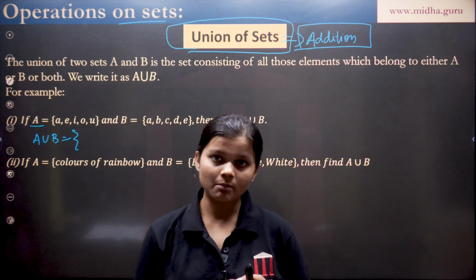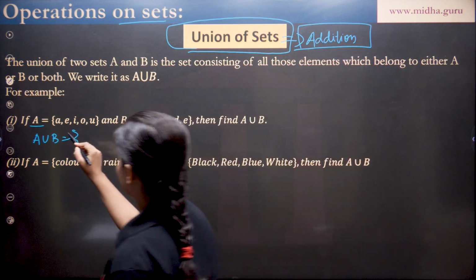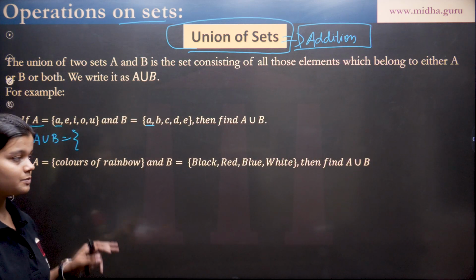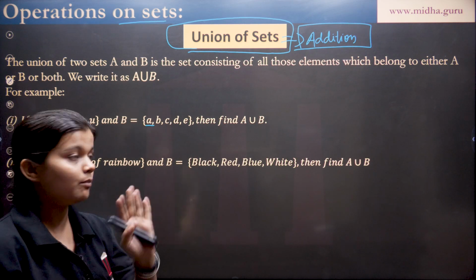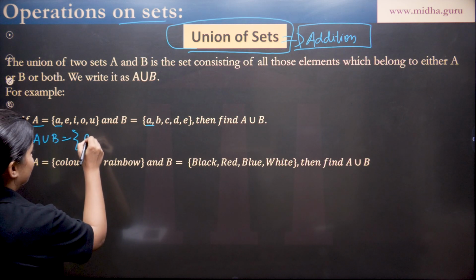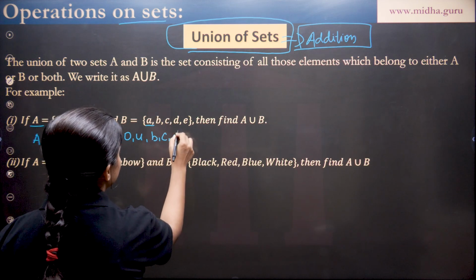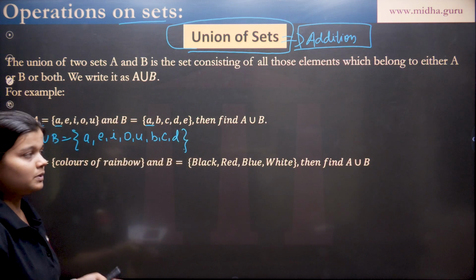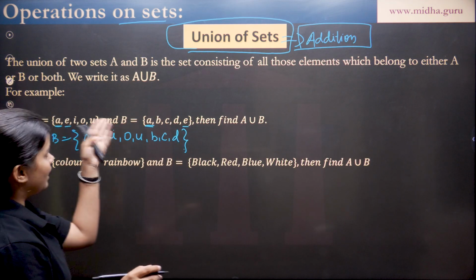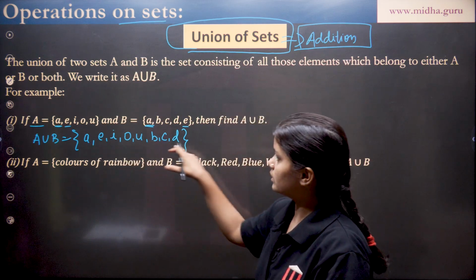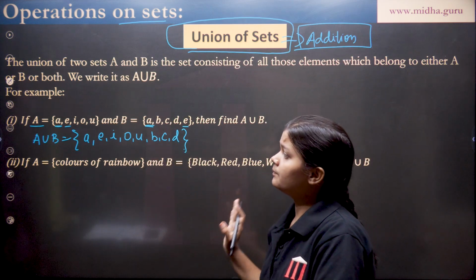One thing that we have to keep in mind is that we cannot repeat the elements. For example, if A is present in both the sets, we cannot write A two times, we can write A only one time. So if we write A union B, we can write A, E, I, O, U, B, C and D. So this is A union B, because we cannot write A two times and we cannot write E two times as well. Other than that, we have written all the elements inside this set. Okay, so this is A union B.